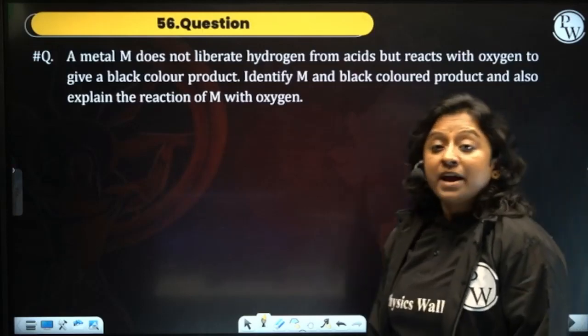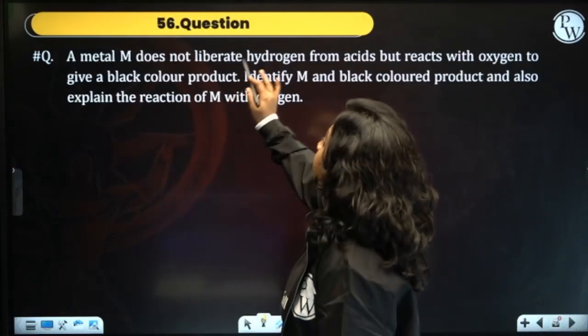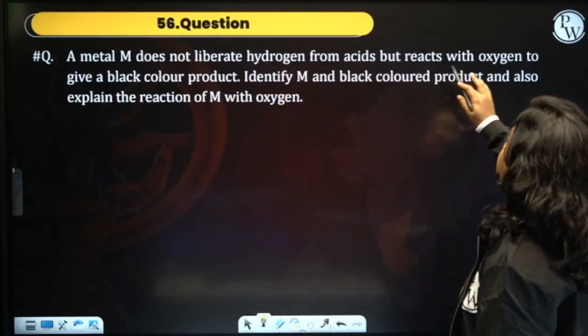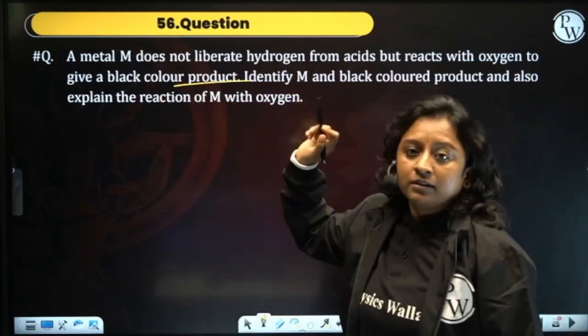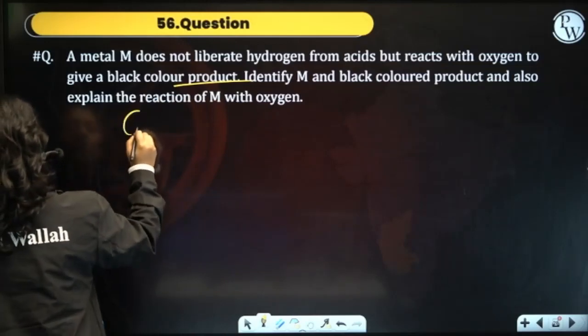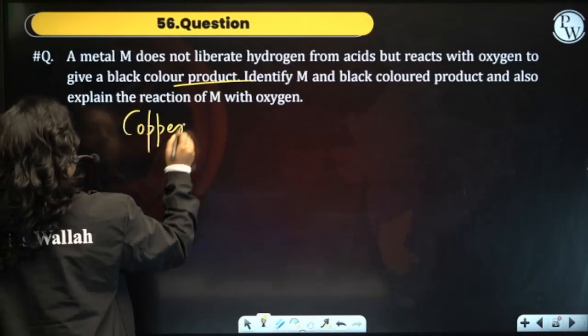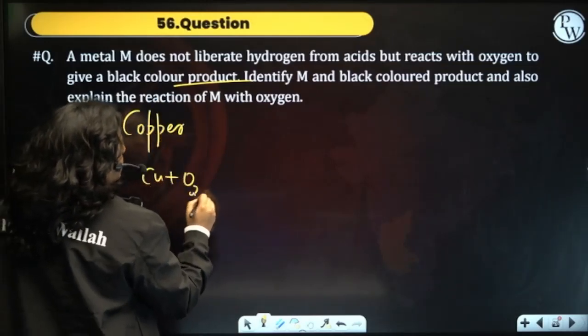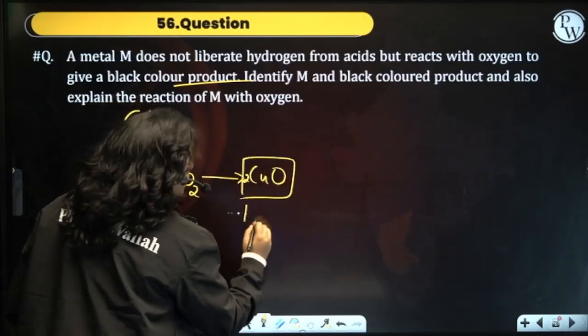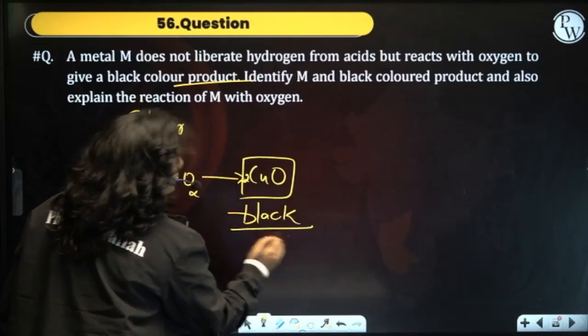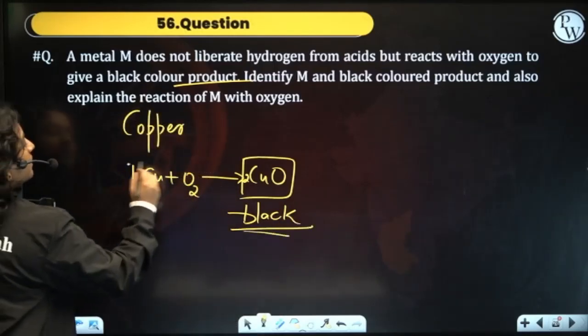56th question. A metal M does not liberate hydrogen from acids but reacts with oxygen to give a black colored product. Should be copper, right? Copper, because copper on reaction with oxygen forms copper oxide. Copper oxide is what color? Black color. What is the metal? It is copper.